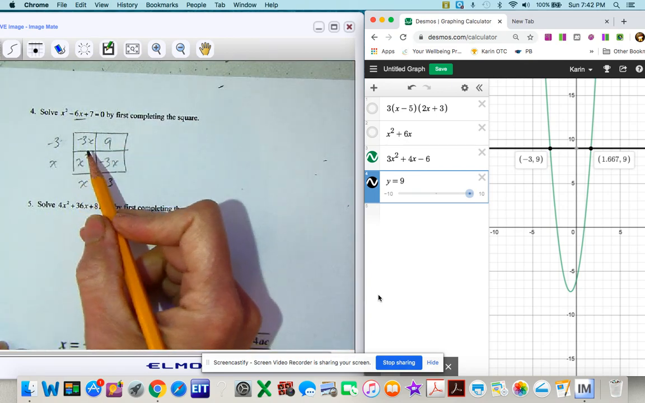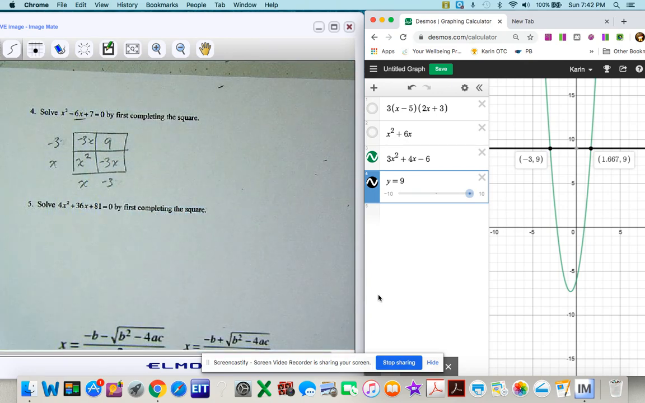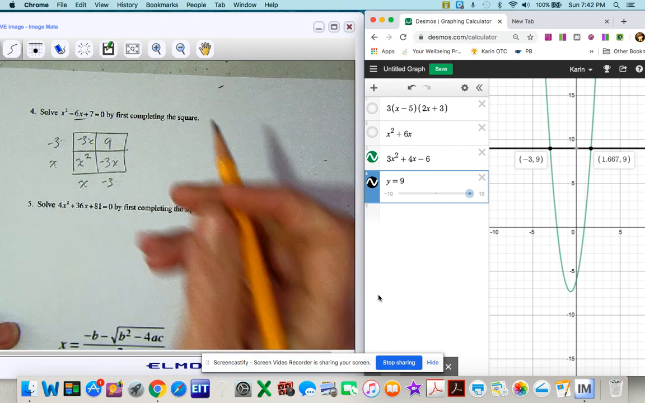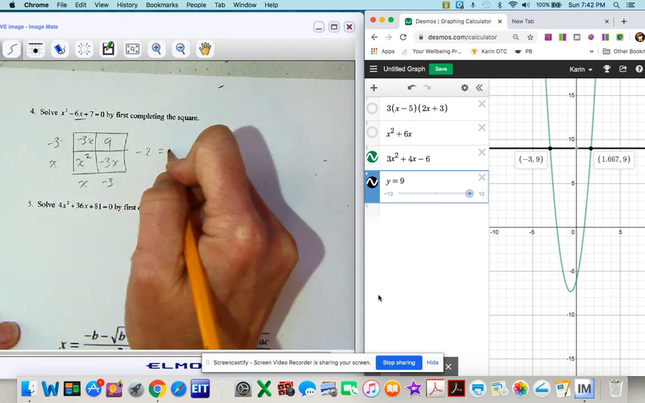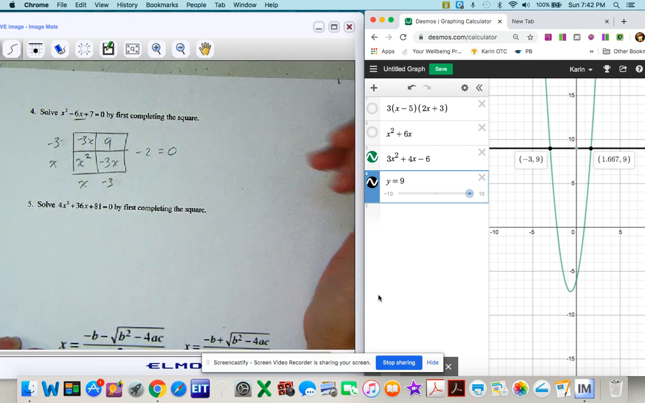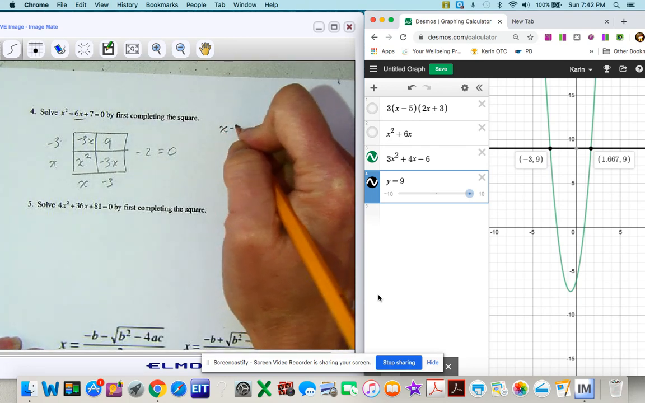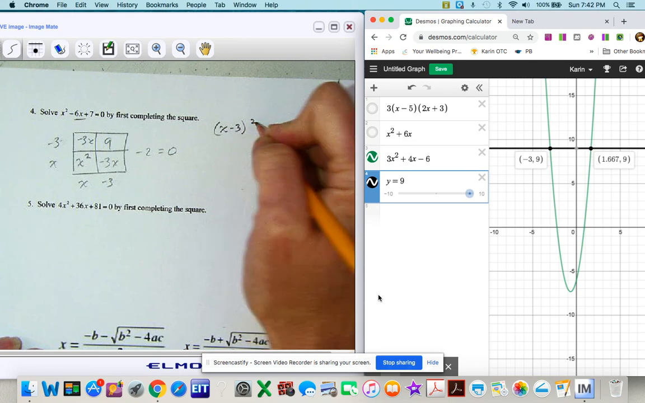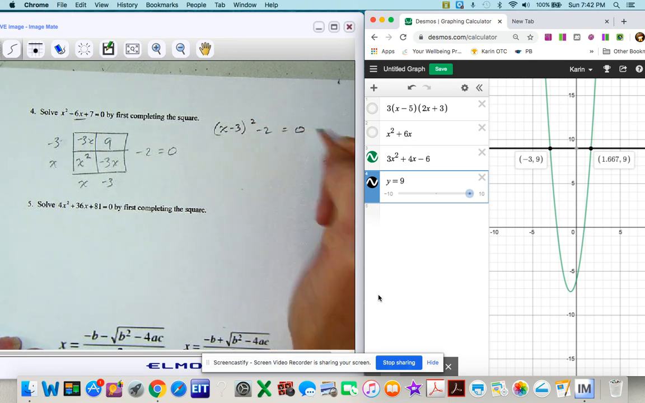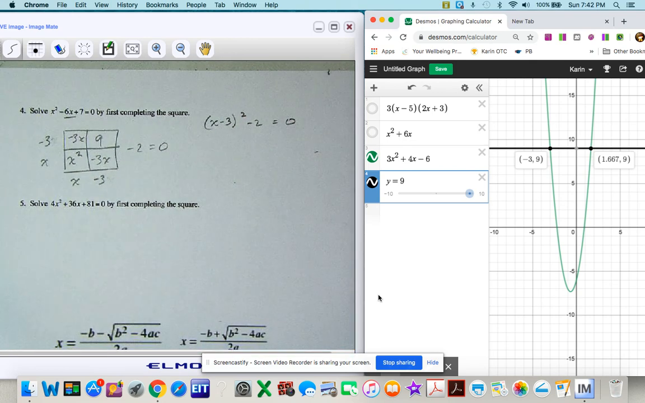I had 7, so that would mean I'd need 2 more, so I'd have to add -2. Add my tiles. So by completing the square, this turns into x minus 3 squared minus 2 equals 0. Okay, and now I have a format that is solvable every time. So see if you can solve it from here.